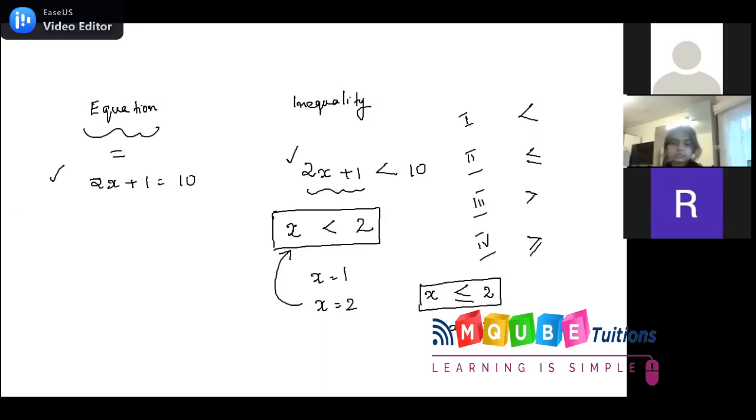Very good. Now tell me one more value. 1. Yes. And x less than or equal to 2 means it can take any values lesser than 2, so you can include negative numbers also because they are also lesser than 2, right? So it can be 0, it can be -1, it can take any number of values. You got it, right? Yes.